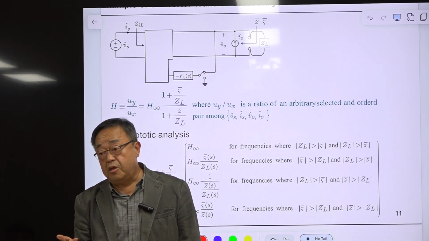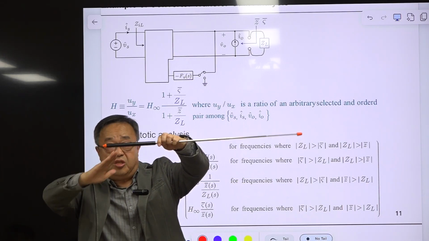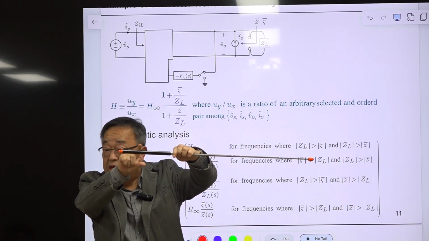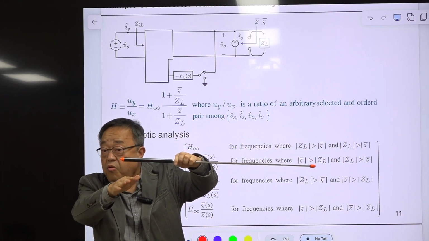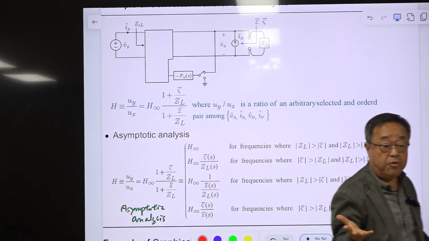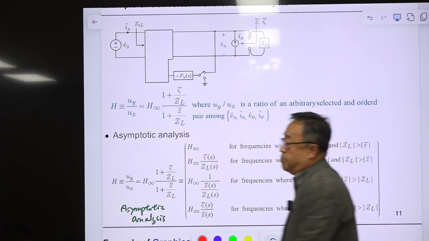Okay? If you remember the asymptotic Bode plot, we are using only the line segments at this point. We know there is a 3 dB deviation. We already know, and this error is predictable and negligible. Right? The same thing will happen here. So don't worry about that. Okay? Only these four cases are important.